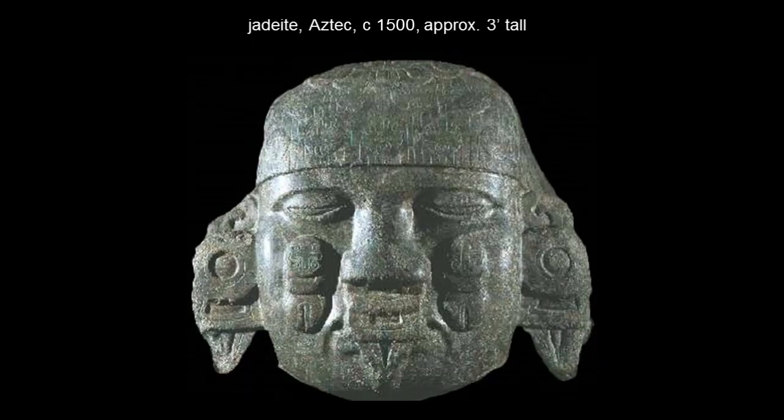And the head of Coyolxauhqui, or Golden Bells, who's identified by the golden bells in her cheek, became the moon, and her brothers became the stars in the sky. Here you can see her tongue protruding from her mouth, which indicates that she is dead, and her half-closed eyes as well.